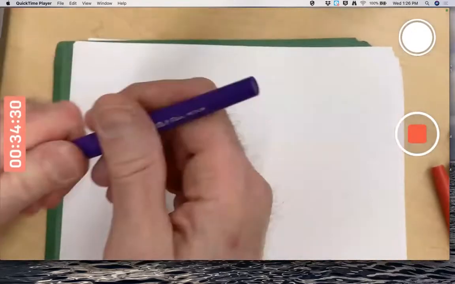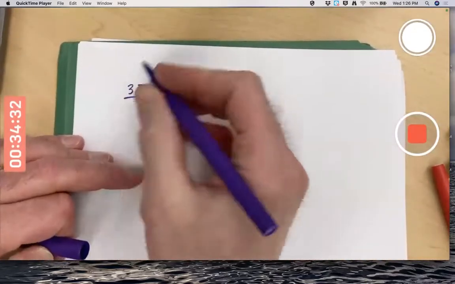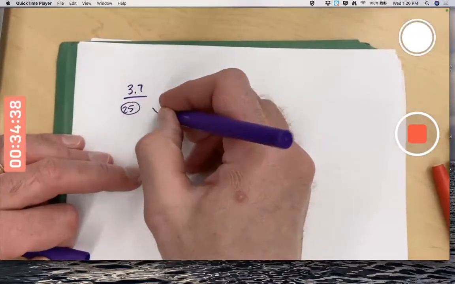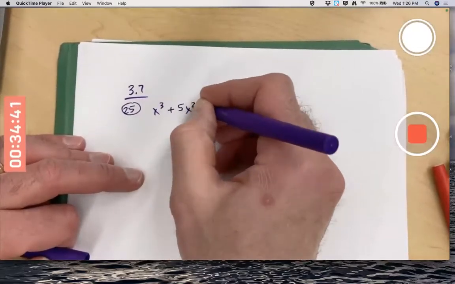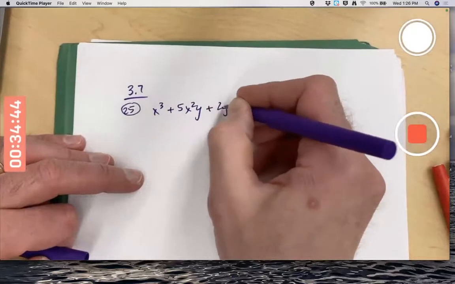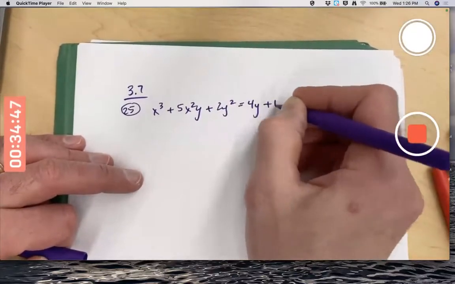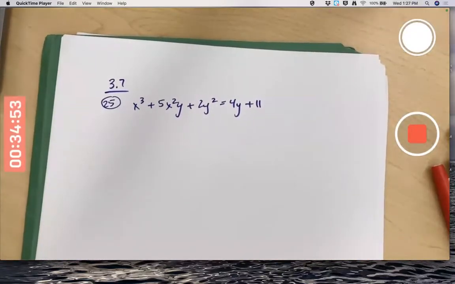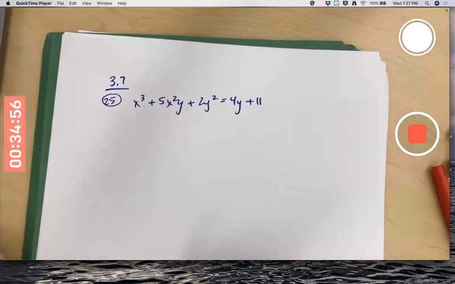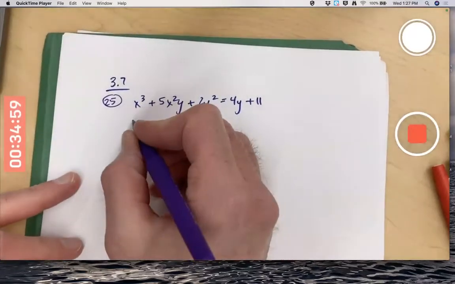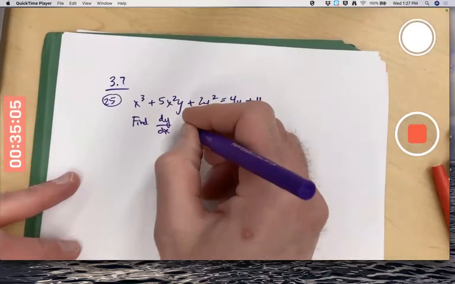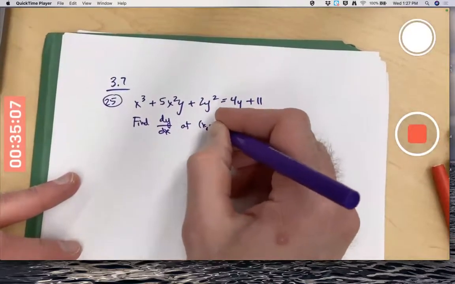We write that equation down. Section 3.7, number 25 is what this is. We've got an equation, x cubed plus 5x squared times y plus 2y squared equals 4y plus 11. Again, the problem says find the slope of the tangent line to the graph of this equation at the point (1, 2). You might write that as find dy/dx at the point (x, y) equals (1, 2).